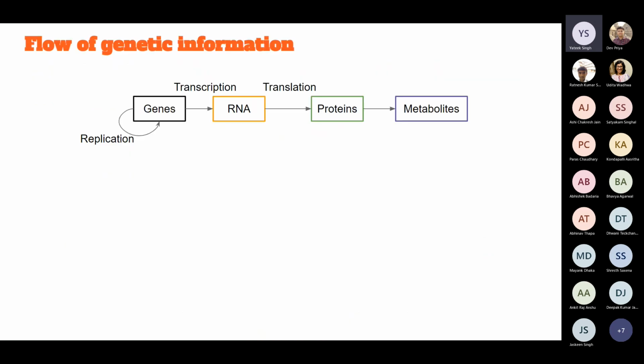The first step when we talk about biological information is that you have your information organized in the form of DNA, which copies itself and passes on from one generation to the next. This DNA copy contains programs or genes which are transcribed in the form of RNA, which are translated in the form of protein that interact with different kinds of metabolites. So this is the basic information, and all of this information has been evolving.